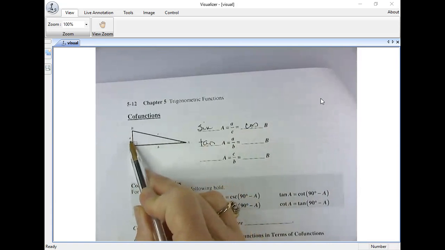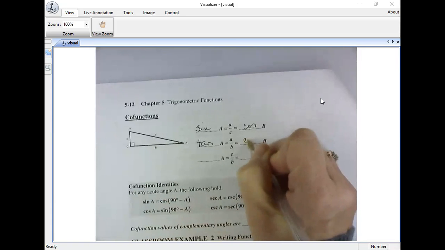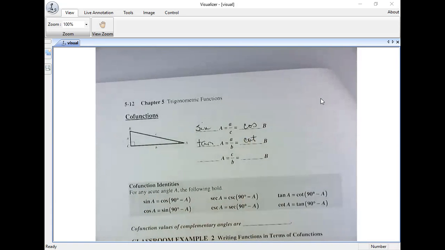The cotangent from angle B. You can see why we call these co-functions, okay? Cotangent is the co-function of tangent, because if I were to go to the other angle, then the relationship for the cotangent of that angle would match what the tangent was of the other one.